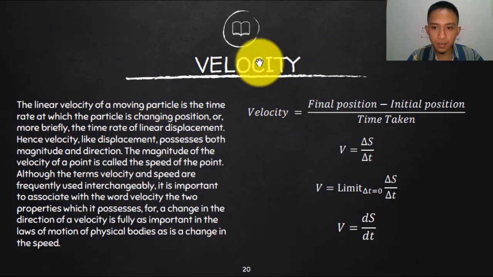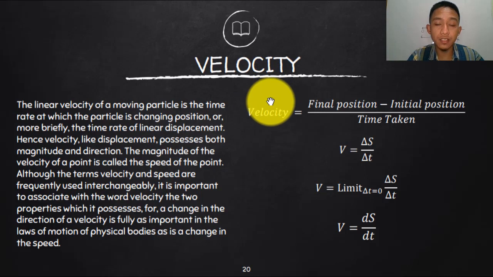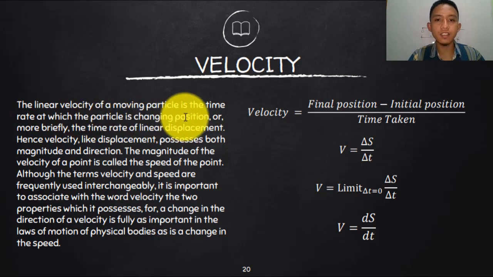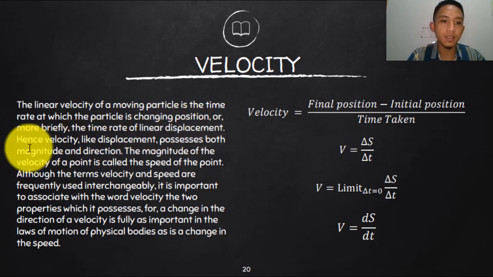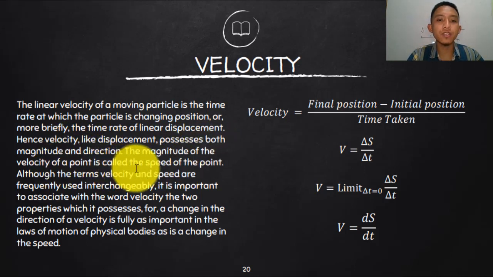Okay, so here is your velocity. This is the mathematical definition of your velocity. The linear velocity of a moving particle is the time rate at which the particle is changing position, or more briefly, the time rate of linear displacement. Hence velocity, like displacement, possesses both magnitude and direction. The magnitude of the velocity of a point is called the speed. That is what I'm saying.